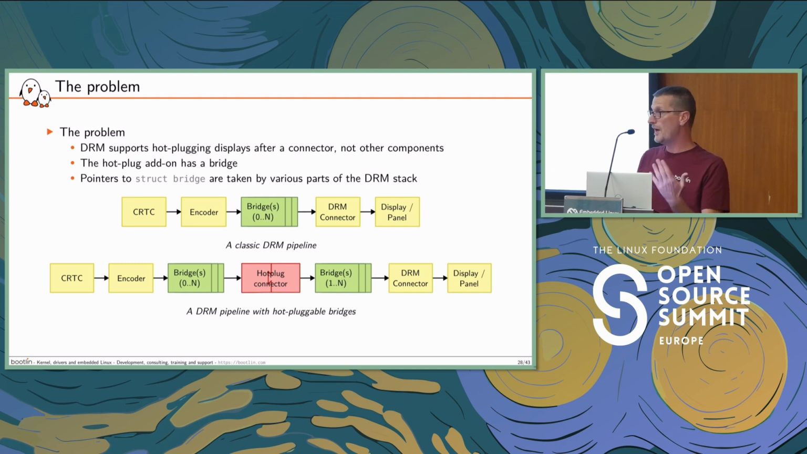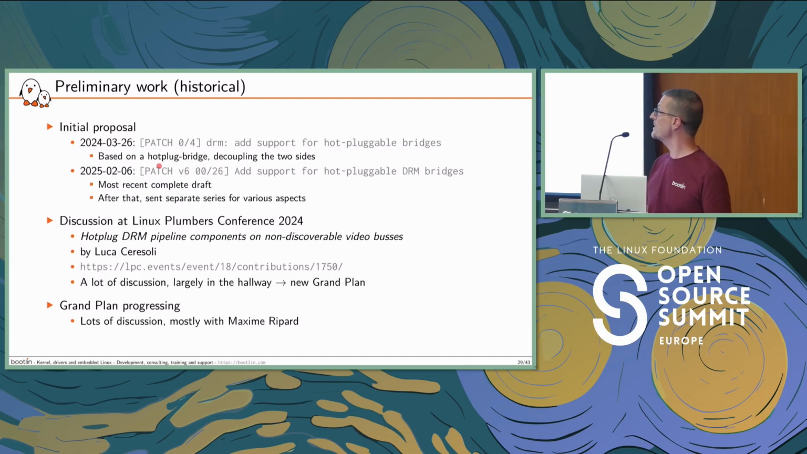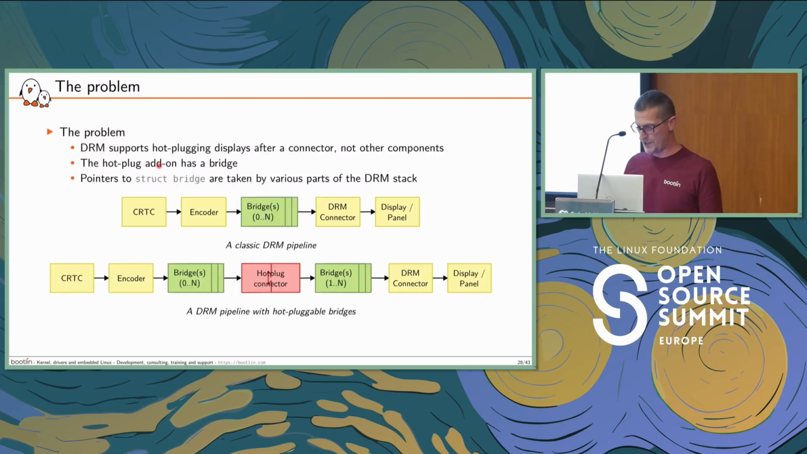It was not a problem up to now, because a DRM card can only be removed entirely, not partially. You cannot remove the tail of the pipeline, which is what we are working to achieve. So I sent a proposal. It was in March last year, so it's a long journey. The idea was to add a hotplug bridge. That's an additional bridge driver, which sits exactly where the connector is. So it represents the hotplug connector in some sense.